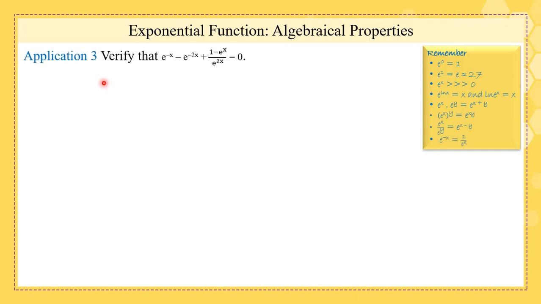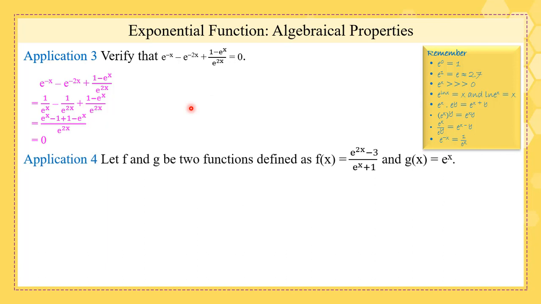Let's continue with this application. Try to verify this quantity alone. Now here, if we just take the left side and we go on until we get a 0, and we replace e to the power minus x by 1 over e^x and e to the power minus 2x by 1 over e to the power 2x, and if we take a common denominator e to the power 2x, we get this quantity. You see here that e^x minus e^x is 0 and 1 minus 1 is 0, so it will be 0, and this is the required solution.